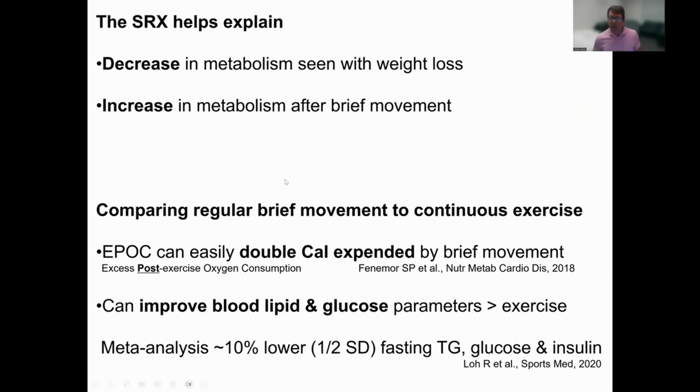So the super relaxed state helps explain the decrease in metabolism seen with people trying to lose weight too fast, or where they're skipping meals for too long a period at a stretch and they're losing muscle mass, and it's going to the super relaxed state at the same time. So double trouble. It also helps explain the increase in metabolism seen after brief movement.